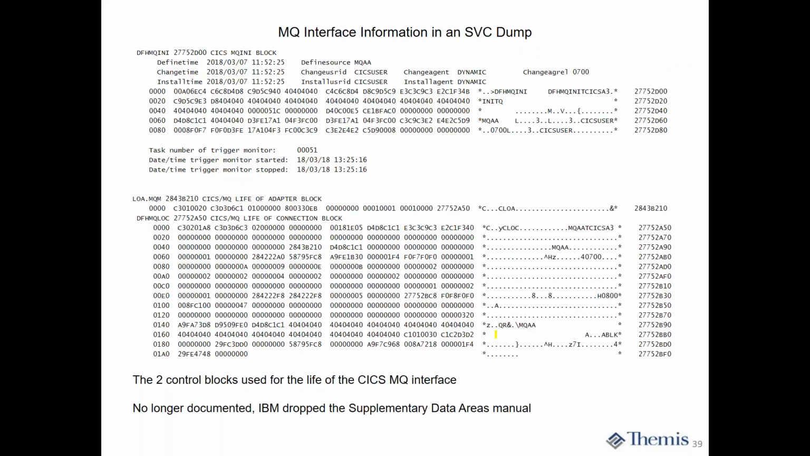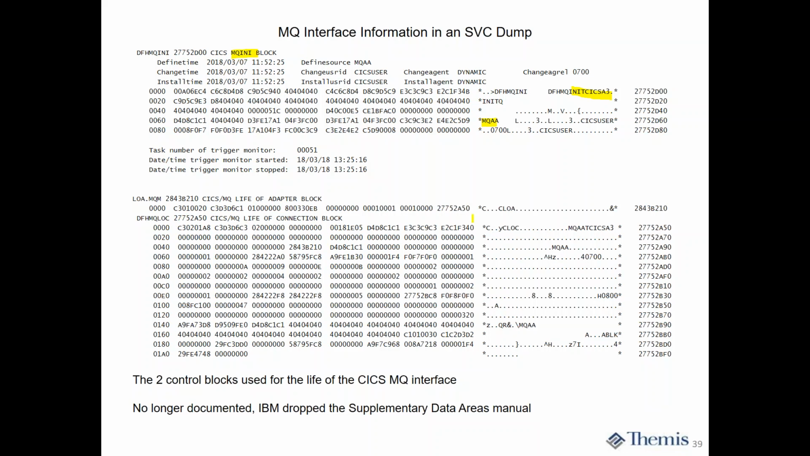Now, the crazy part: the actual data areas, none of which are documented. The last time these data areas were documented was the last supplementary data areas manual, which was CICS TS 4.1. However, many of the things are still true if you happen to have that old manual. We have what's referred to as the MQ initiation block, and essentially this is telling me things like the initiation queue name and queue manager name. This is the block that controls the information for the connection, if you will.